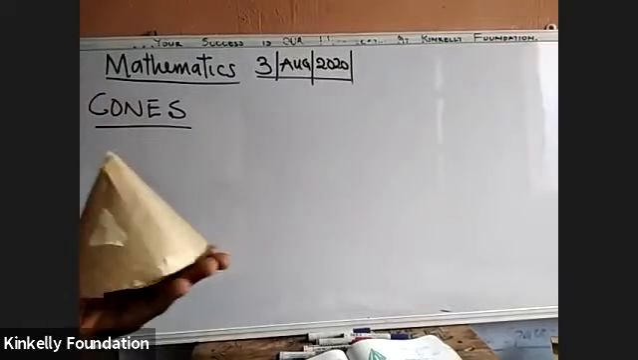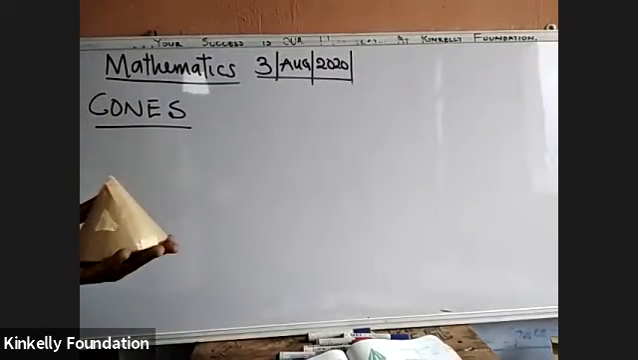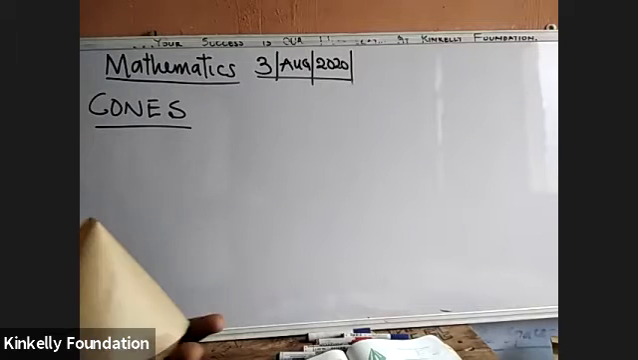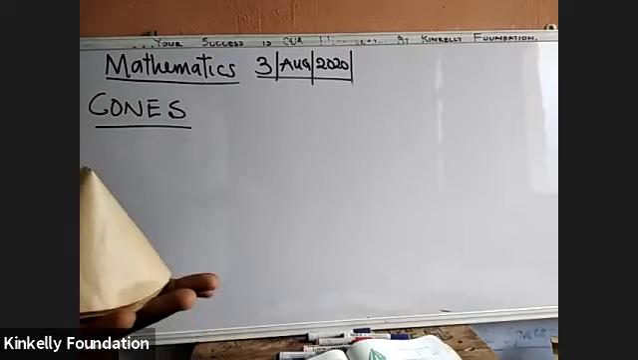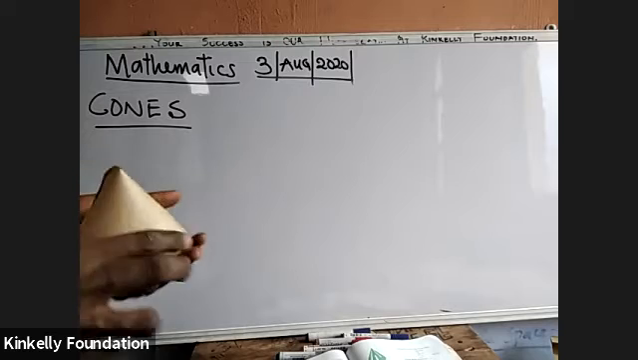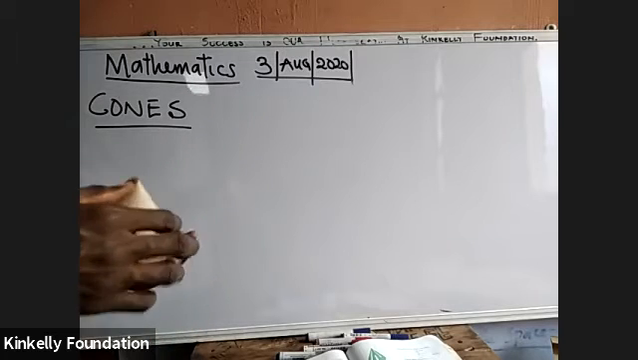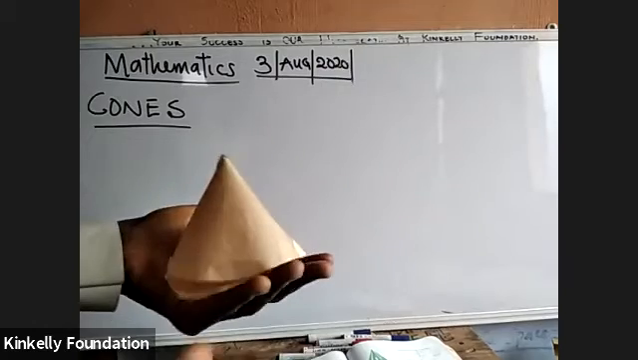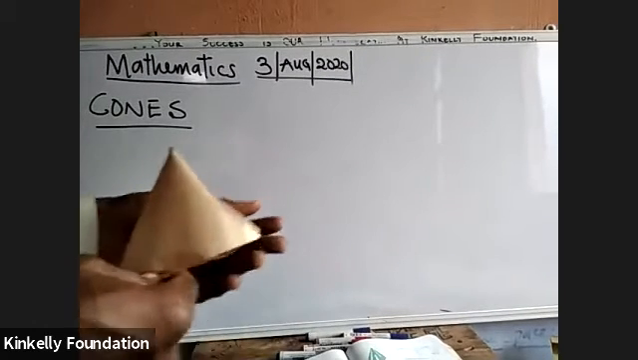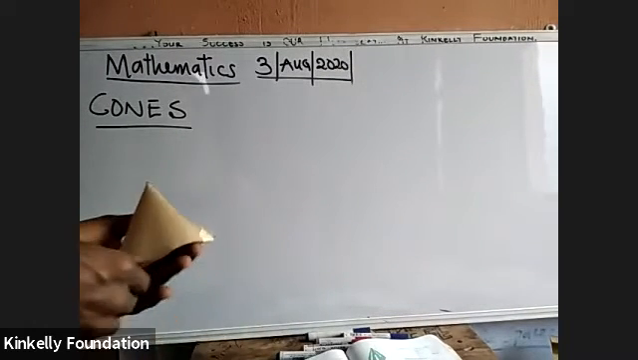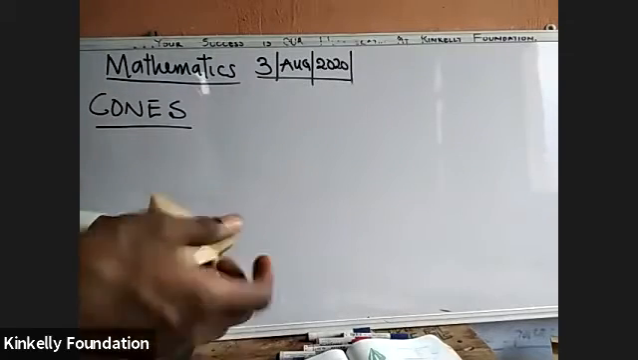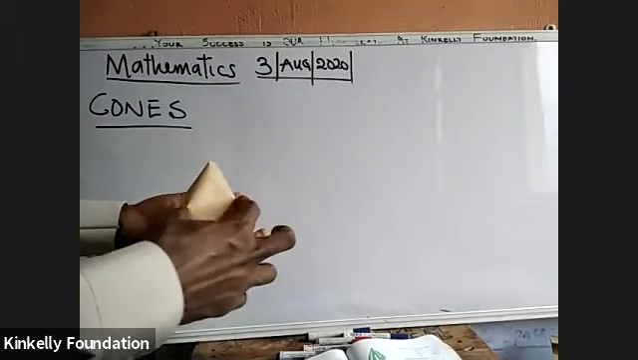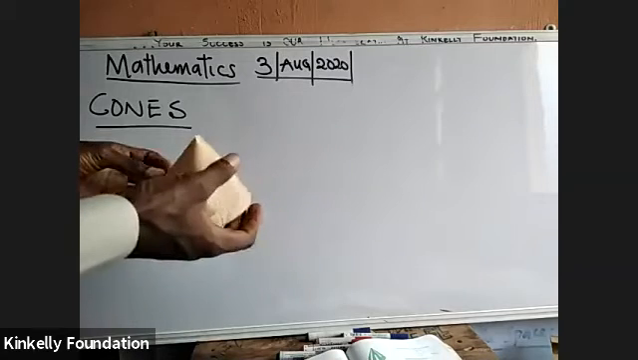In today's class, we consider the cone. Remember, in our last lesson, we treated cylinders, or let's say prisms. A cone, as we have here, is a three-dimensional shape. I believe you can see this. It's a cone. Now, we also looked at the surface area of a cylinder, and today we also look at the surface area of a cone. A cone, as you are seeing it here, this is a cone.